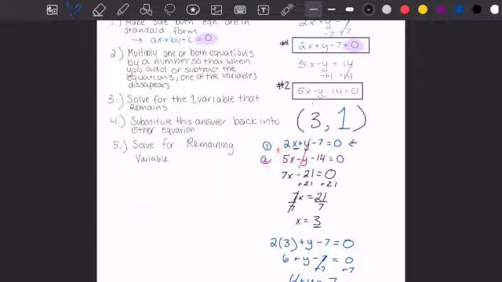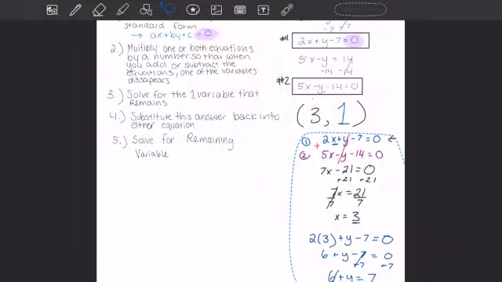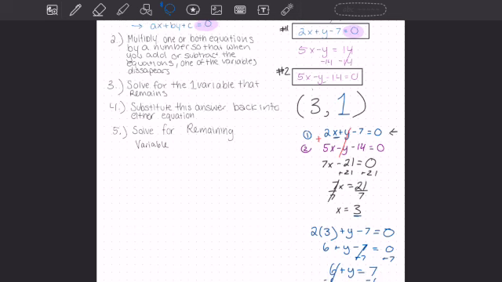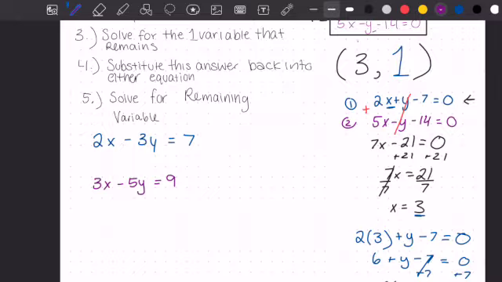Okay, let's do another example. Move that over so that I can write right below it here. Okay, so I'm going to give us these equations here. First one is 2x minus 3y equals 7. And my next one is 3x minus 5y equals 9.